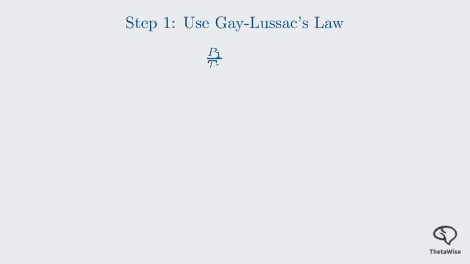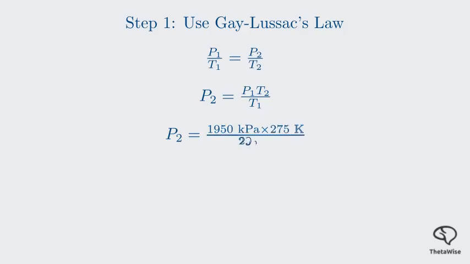Our equation is P1 over T1 equals P2 over T2. We need to solve for P2. To isolate P2, we can multiply both sides of the equation by T2. This gives us P2 equals P1 times T2 divided by T1. Now we substitute our values into this formula. It's crucial to use the temperatures in Kelvin. P2 equals 1950 kilopascals times 275 Kelvin, all divided by 293 Kelvin. The units of Kelvin cancel out, leaving us with kilopascals, which is the correct unit for pressure.